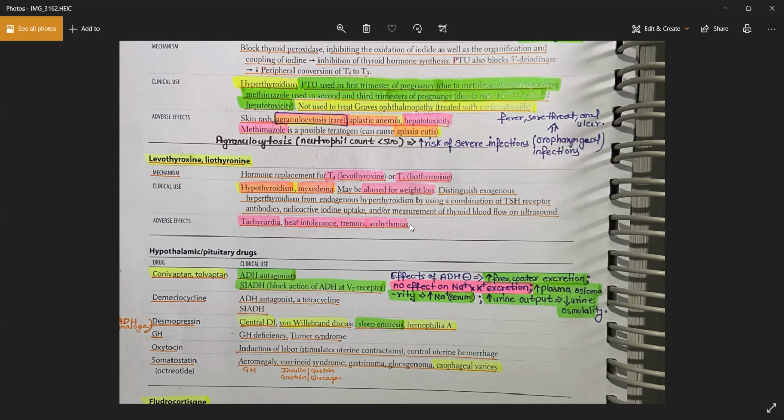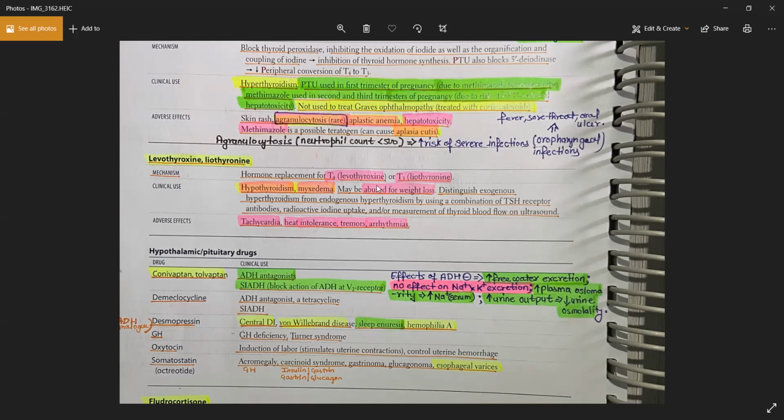So if Step 1 gives you a history of a patient who is abusing these drugs for weight loss, and they ask you what could be the complication, or what could be the reason behind the death of this patient, this would be the arrhythmias. Very important, don't forget that. Symptoms are all because of the hyperthyroidism.